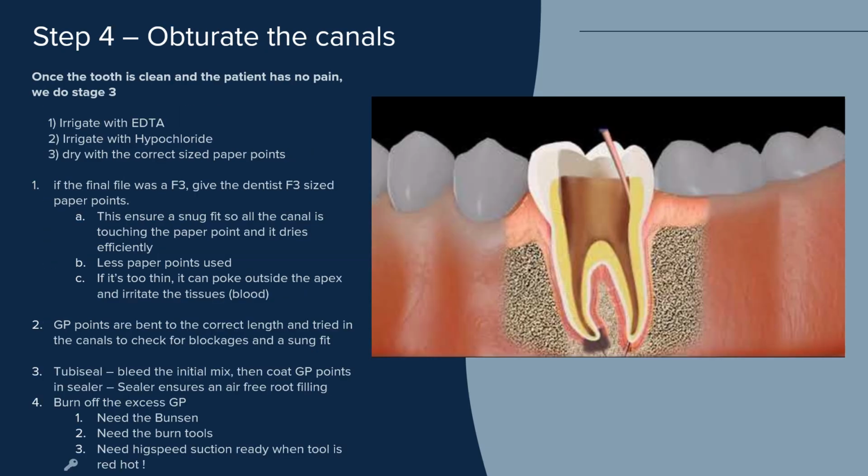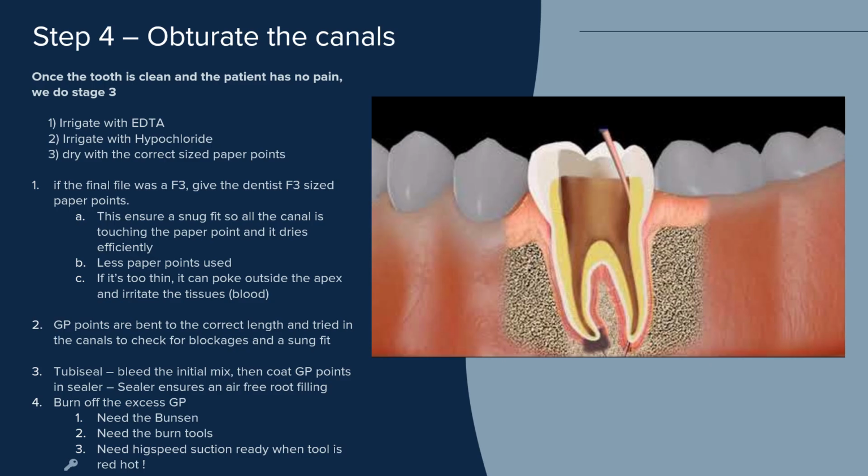Okay, and then the next logical step is to obturate or to fill the canals. Prior to this, I've only used hypochlorite or hypo. At this stage, I will use EDTA to get rid of any final debris. Then we have to dry the canal with paper points to make sure we get rid of moisture.